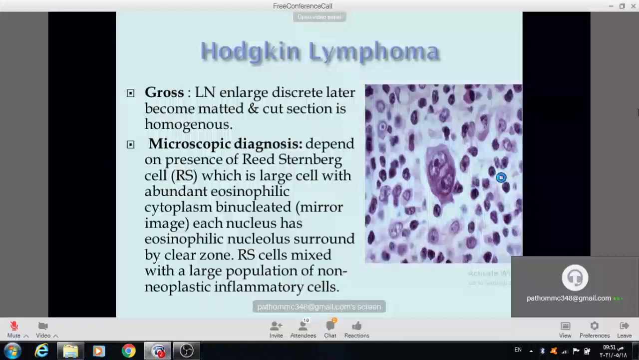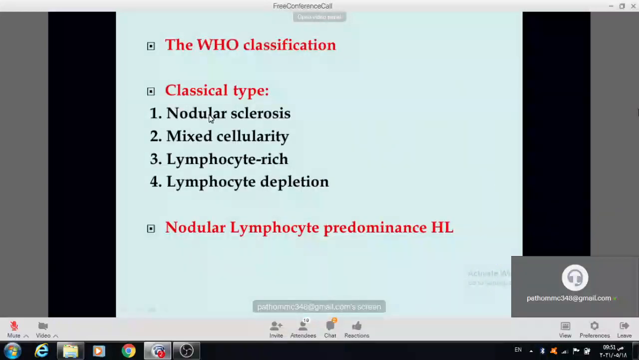The WHO classification of Hodgkin lymphoma is mainly divided into two categories. We have the classical Hodgkin and the non-classical Hodgkin, okay? The classical Hodgkin includes four subtypes. The first is called the nodular sclerosis subtype. We have the mixed cellularity subtype, the lymphocyte-rich subtype, and the lymphocyte-depleted subtype. All these are subtypes of the classical Hodgkin lymphoma, while the non-classical Hodgkin lymphoma we call nodular lymphocyte predominant lymphoma. This is the classical type, and this is the non-classical type.